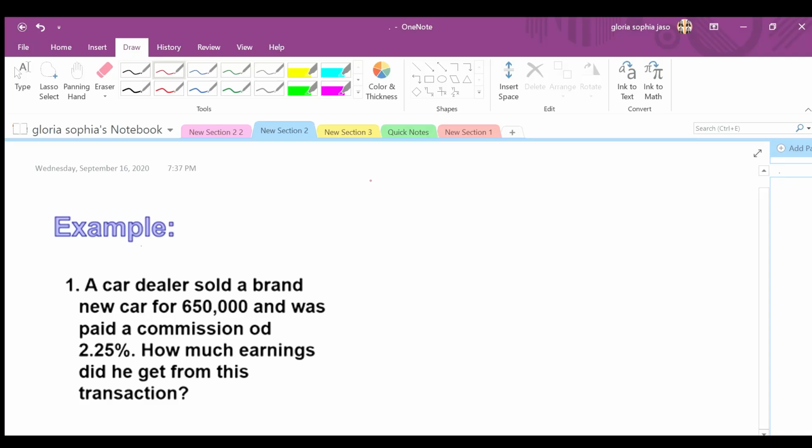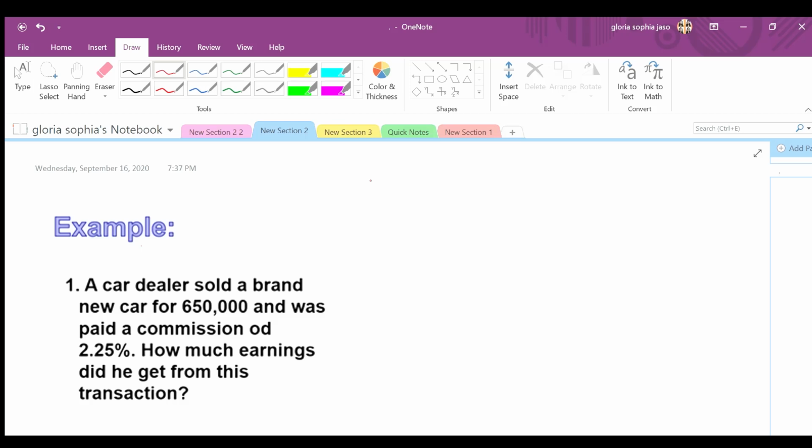For example 1, a car dealer sold a brand new car for $650,000 and was paid a commission of 2.25%. How much earnings did he get from his transaction?